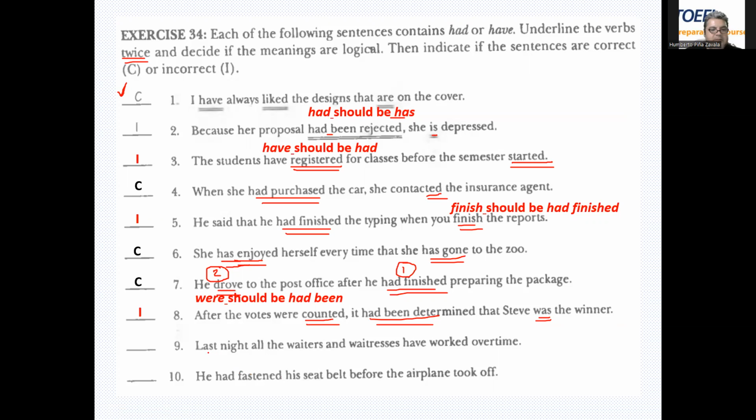And last night is still in the past. All the waiters and waitresses have worked overtime. Again, this is in the past, so it should be, last night all the waiters and waitresses worked overtime. Okay, number 10, he had fastened his seatbelt before the airplane took off. So yeah, this is fine. All right, so look at what you did.